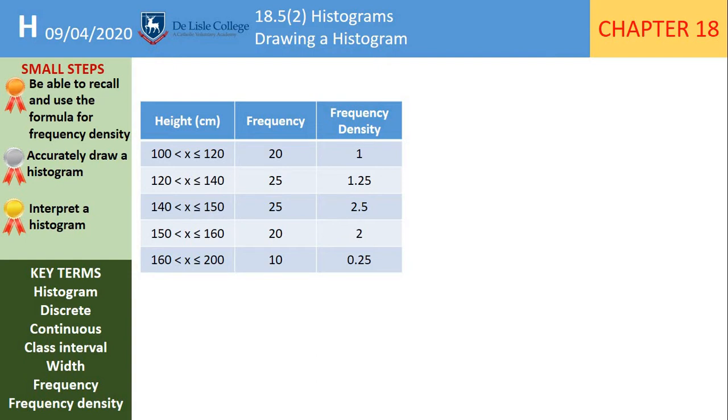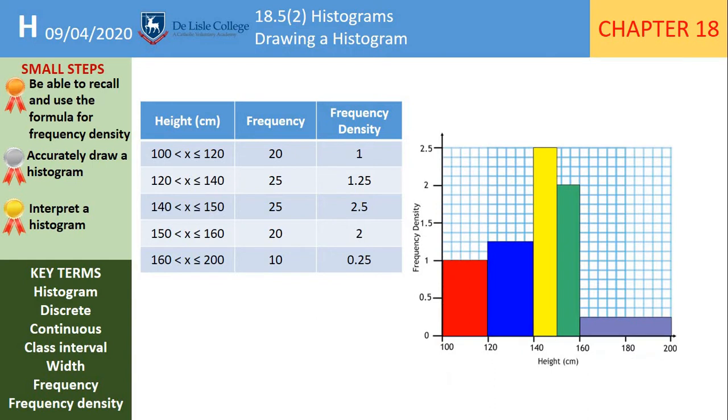Now look, what would this look like as a histogram? So the heights are as a continuous scale along the bottom. We need to go from 100 to 200, and we've gone up in 20s along the bottom. Remember, the class width represents the width along the bottom of each bar, but it's not the frequency, which is the height of the bar. It is the frequency density labelled on the y-axis.